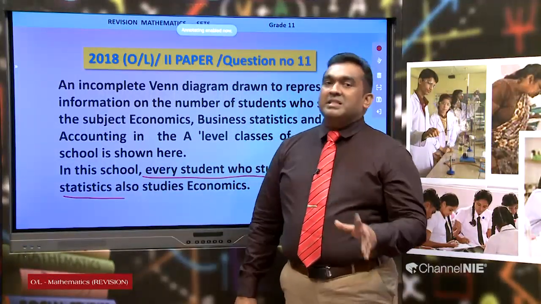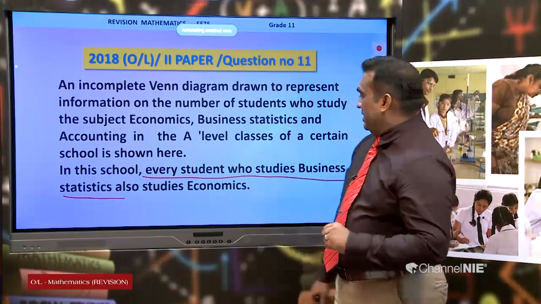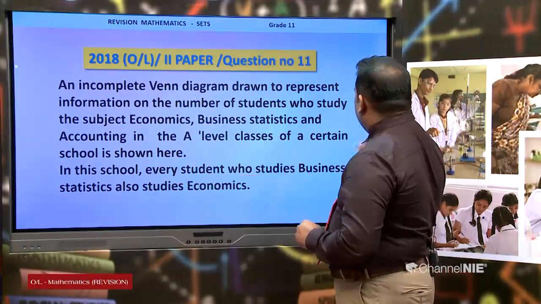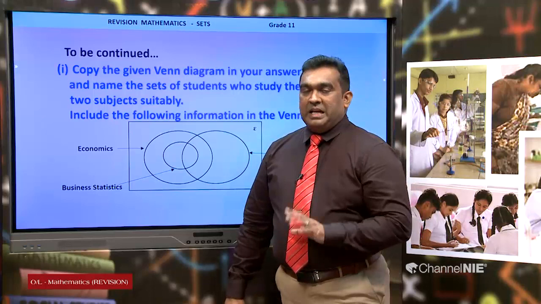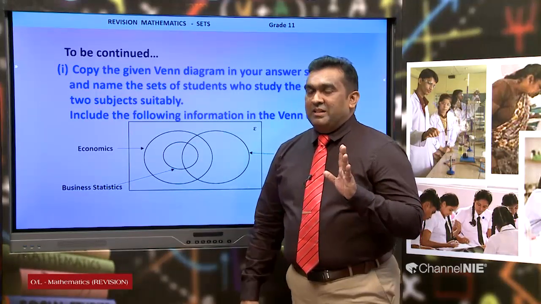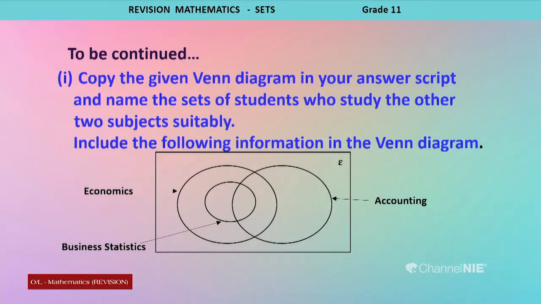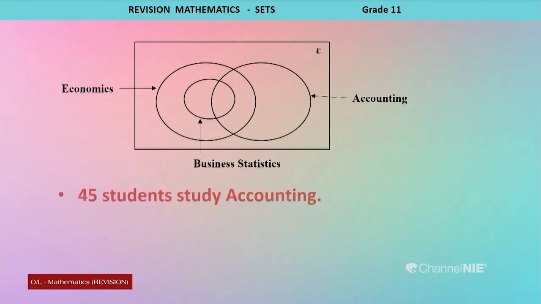Economics is the larger set, right? Subset, business statistics. We will see it. You can see, right? Subset and larger set. Very basic concept. Copy the given Venn diagram in your answer script and name the sets of students who study the 2 subjects suitably. Include the information in the Venn diagram. Okay, we will see how to include.